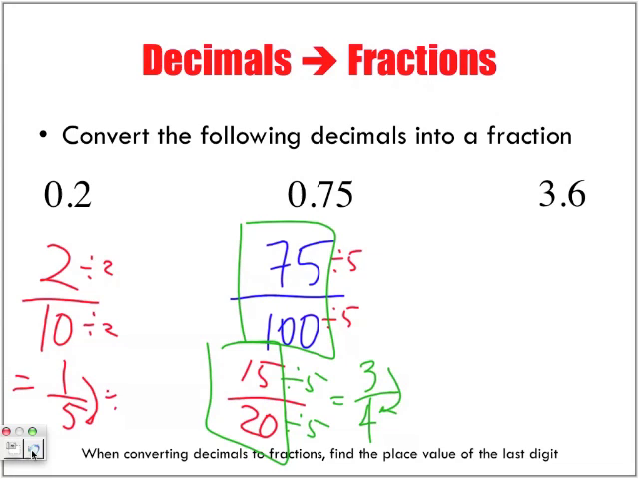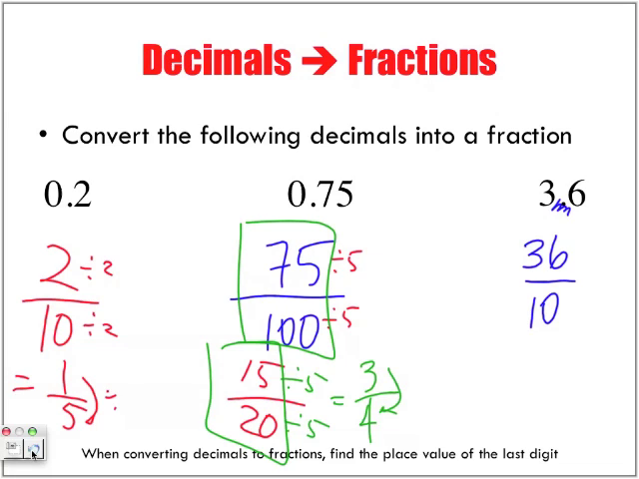3.6. Same rules apply. What place value is our last digit in? In the tenths. So our denominator is 10. Same rule applies. We remove the decimal, but now we're not removing a 0. Our numerator is 36 out of 10. So what kind of fraction is that when the numerator is larger than the denominator? An improper fraction.